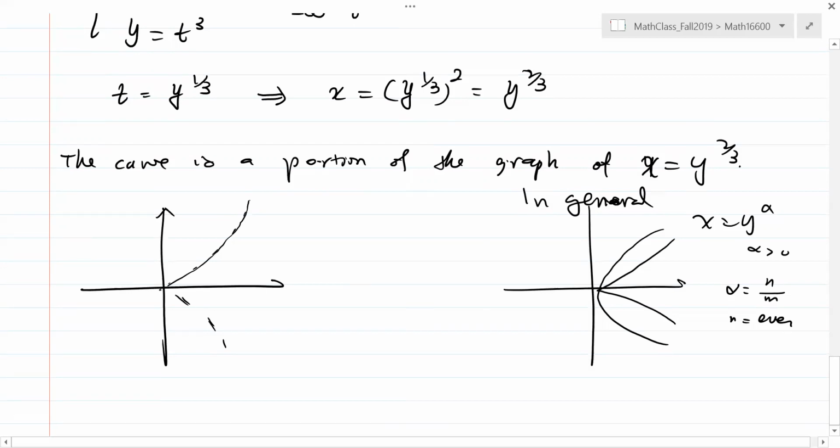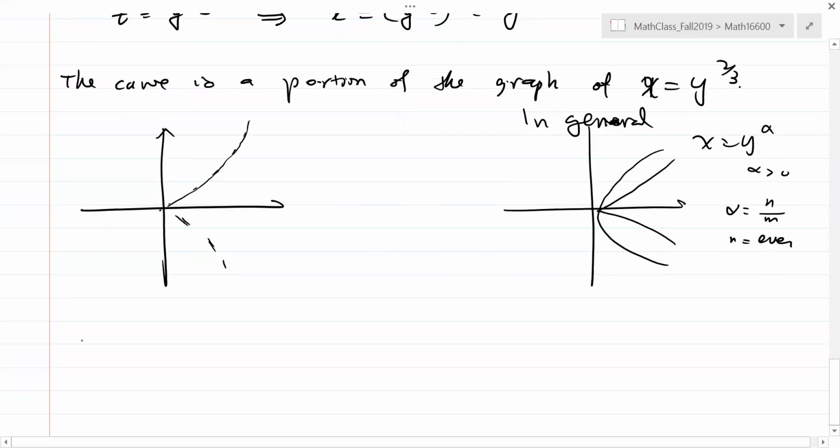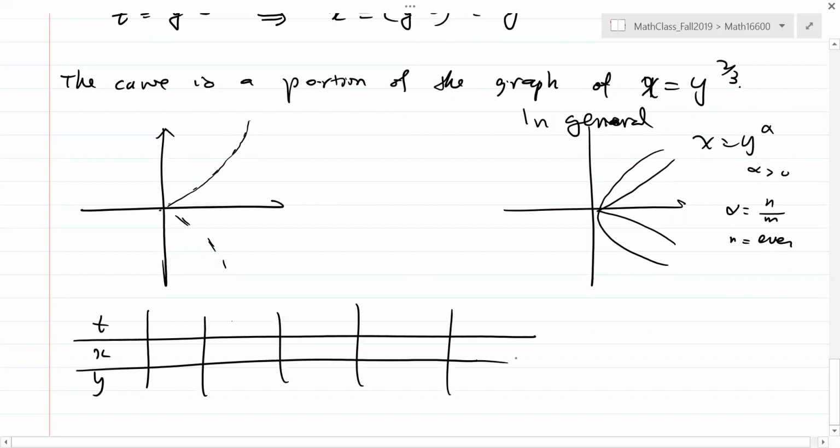So we can draw the table, okay, t, x, and y. I cannot draw too many points. I start from negative 2, negative 1, 0, 1, 2. Okay, that's enough.